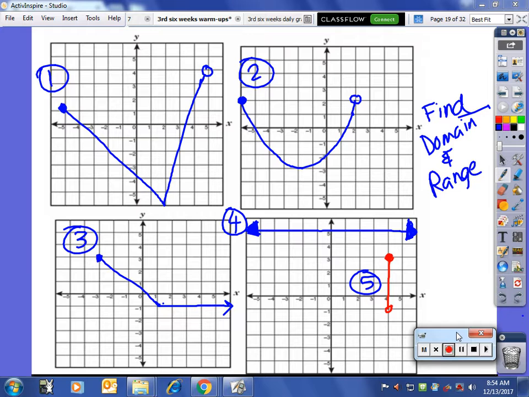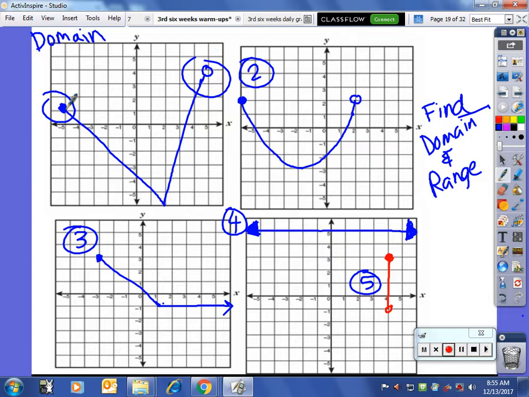All right, number 1. Who could tell me how to find domain from a picture? Look at the x values, okay? Of what points? For domain, what points do you want to look at? Or what part of the graph do you want to focus on? The left and right, because there's millions of points here. We want to look at the furthest to the left and the furthest to the right, because that's what x values do. They go left and right.